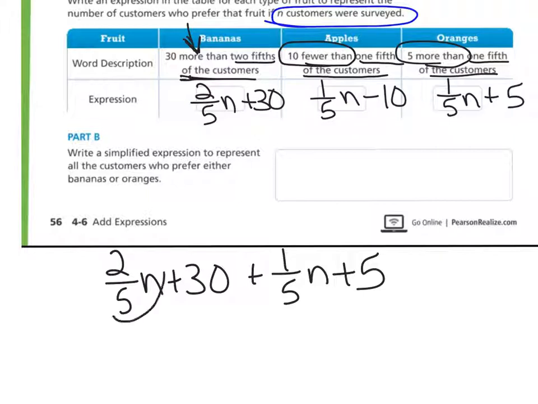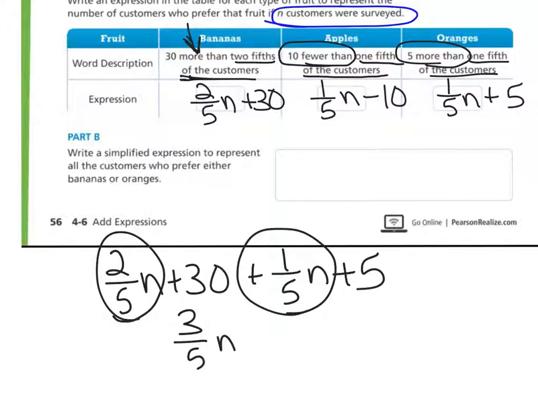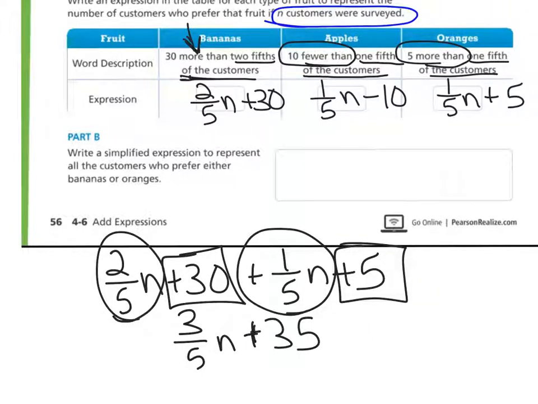So at this point, we would be combining like terms. So 2/5 plus 1/5 would be 3/5 n, and then 30 plus 5 would be 35. So this would be our simplified expression.